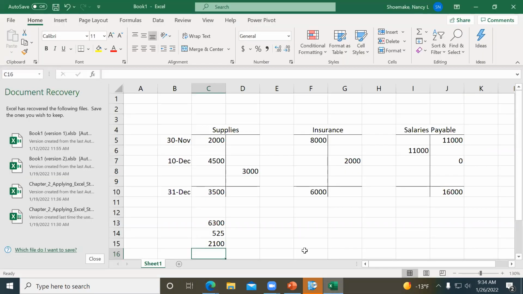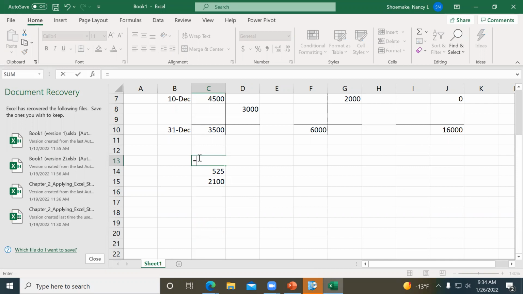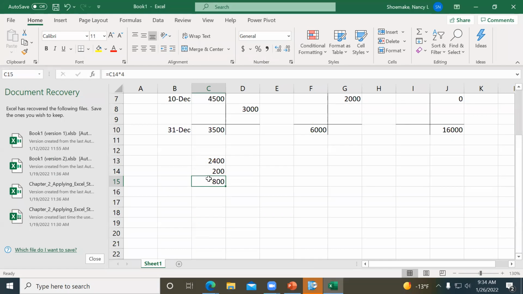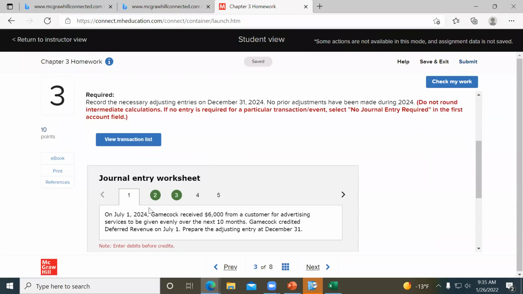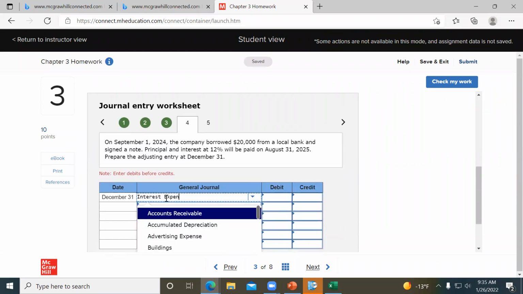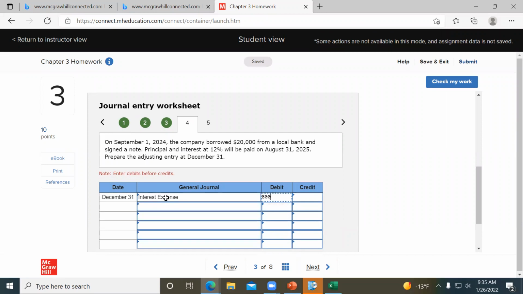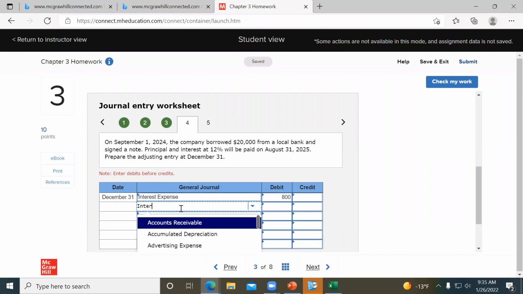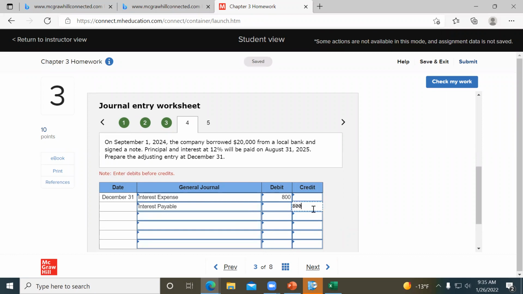$20,000 at 12%. What I would do there is I would say $20,000 times 12% is $2,400. I divide that by 12, and then $600, or excuse me, 4 months should be $800, right? So wouldn't you debit interest expense here for $800 and credit what? Interest payable? For $800? What do you guys think?